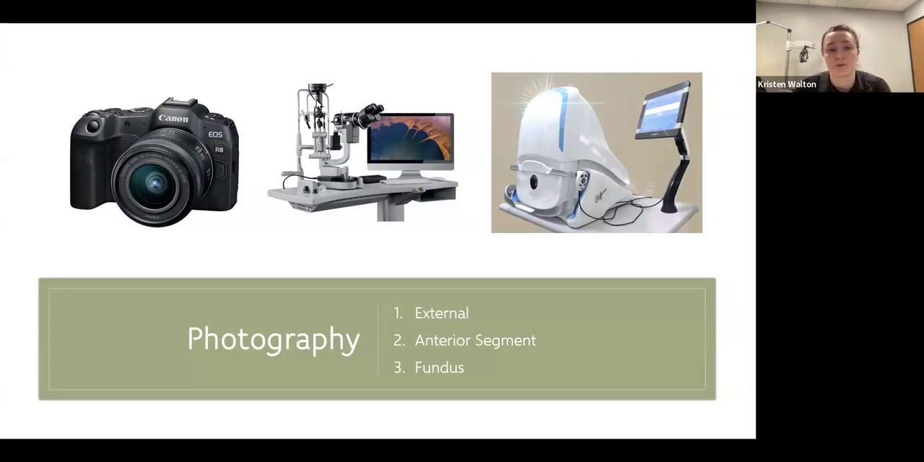For us, a lot of the time we're just using a slit lamp adapter for an iPhone. That way it's super portable and convenient for our patients to quickly take a picture, especially for those people that aren't super mobile. And then, of course, we're all familiar with fundus photography as well.